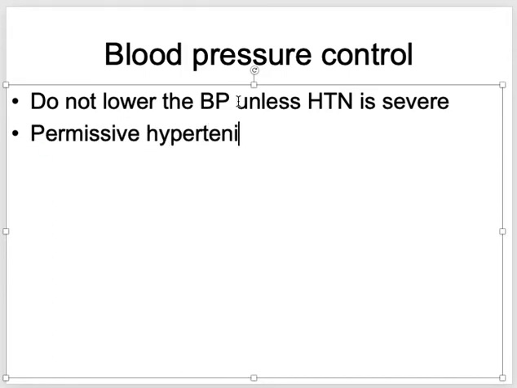Especially after thromboembolic stroke, we don't give any antihypertensive drug until the blood pressure is more than 220 systolic or more than 120 diastolic. Why? Because high blood pressure shows good outcomes. It saves the brain tissue by supplying blood to the brain. If needed, when the blood pressure is more than 220 systolic or 120 diastolic, we can use drugs like labetalol.